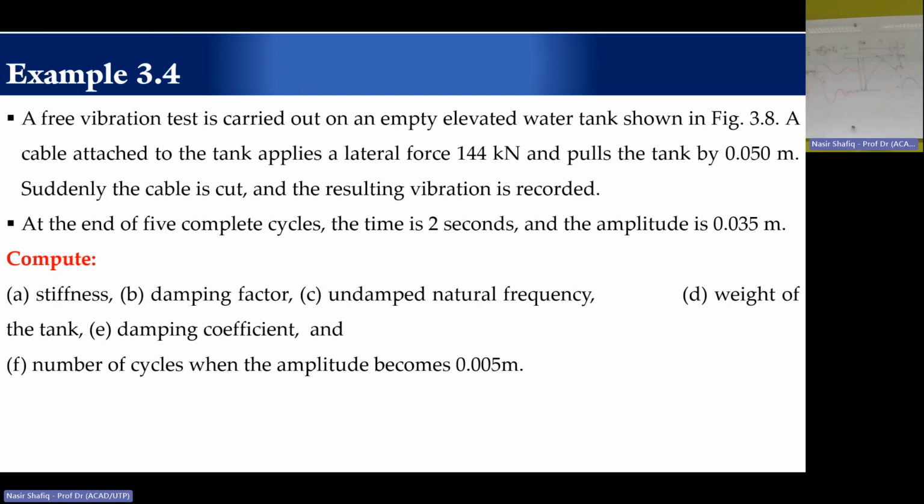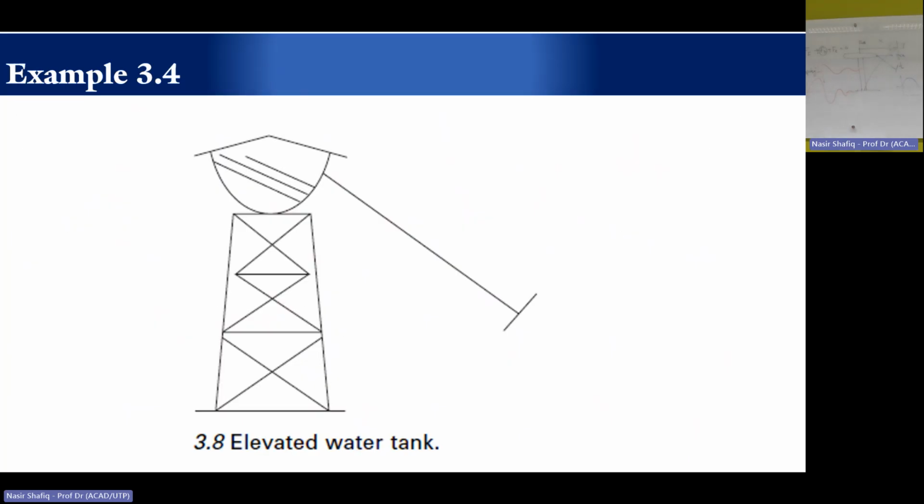At the end of 5 complete cycles, the time is 2 seconds and the amplitude is 0.035. So this is at the end of 5 cycles. We started with 0.05, and after 5 cycles the amplitude becomes 0.035. So this is how it logarithmically decreases. So that n is 5.